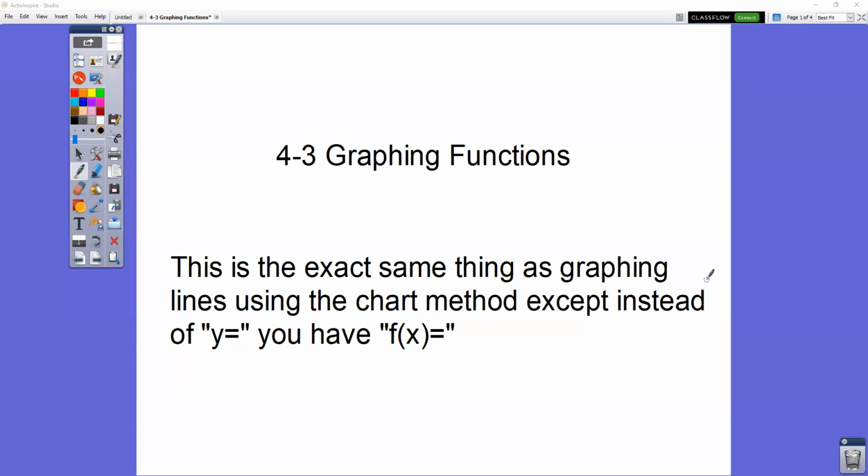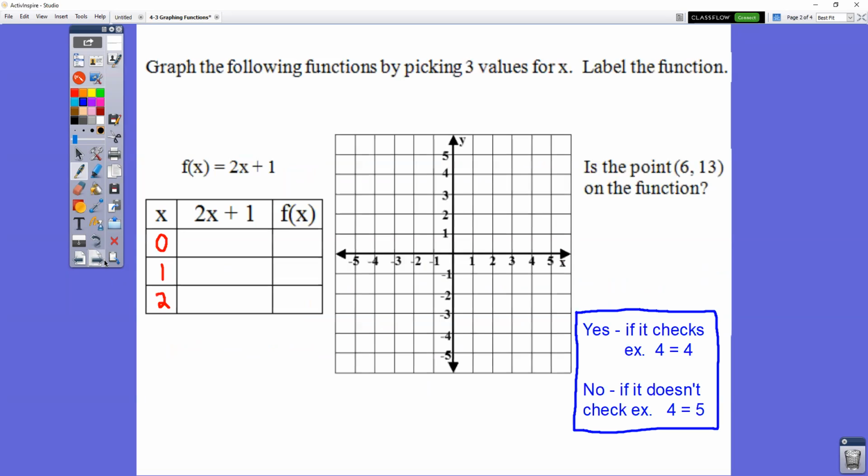This is the lesson for 4-3 for graphing functions. If you think back to chapter 3, section 3-1, this is the same exact thing as graphing lines using the chart method, except that instead of y, you're going to have f of x. So instead of a y column, you're going to have an f of x column.